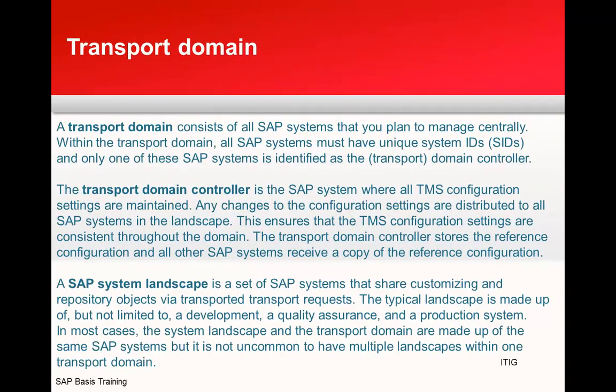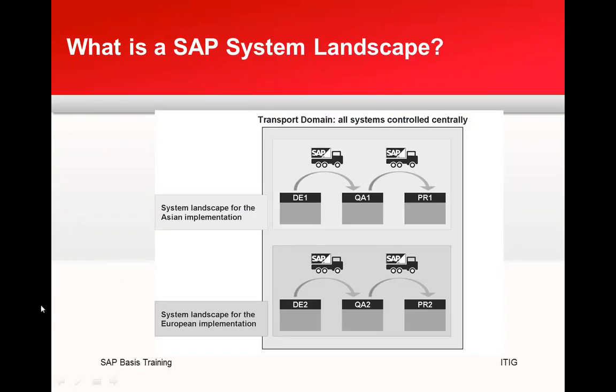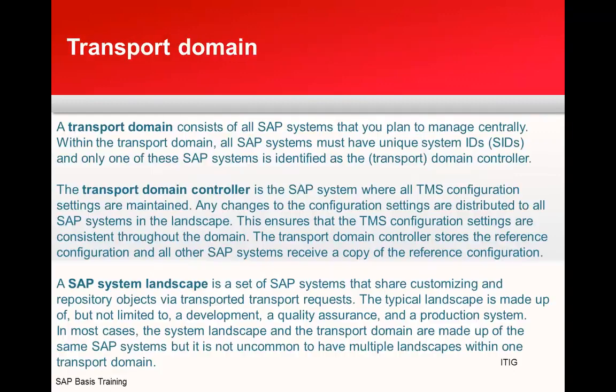Let's see the different terminology, that is, a transport domain. A transport domain consists of all systems that you plan to manage centrally. Here you can see this is one transport domain with all the Asian implementation systems. This is another transport domain with the systems of the European implementation. A transport domain consists of all SAP systems that you plan to manage centrally. Within the transport domain, all SAP systems must have a unique ID, and only one of these SAP systems is identified as the domain controller.